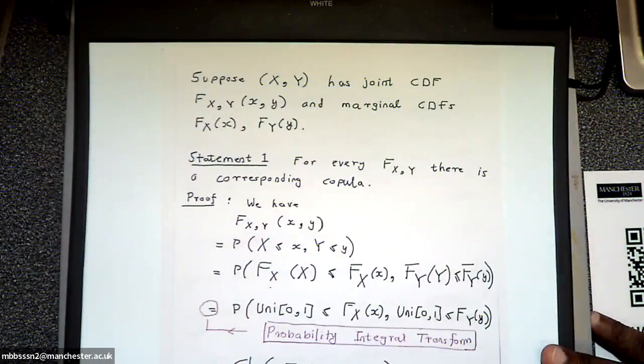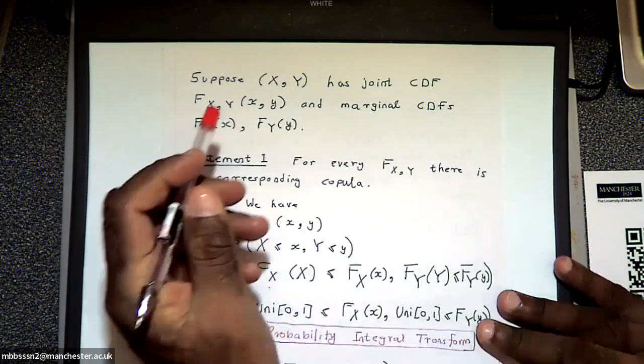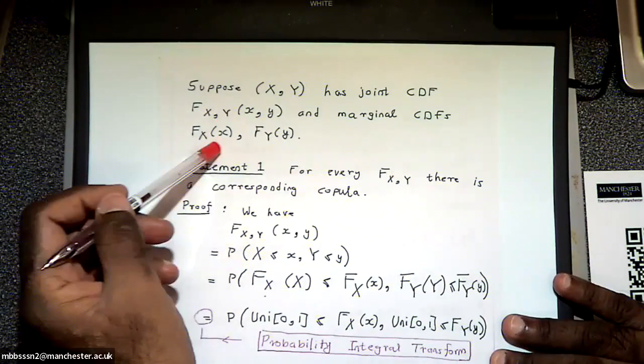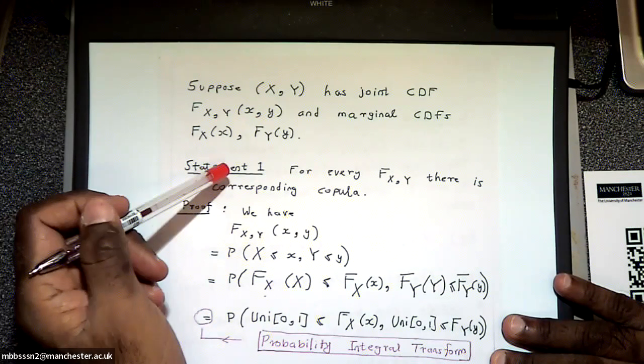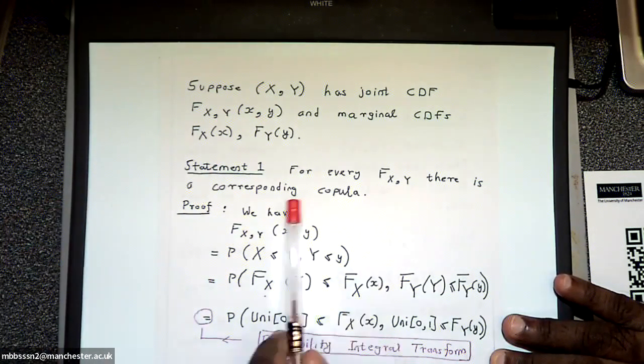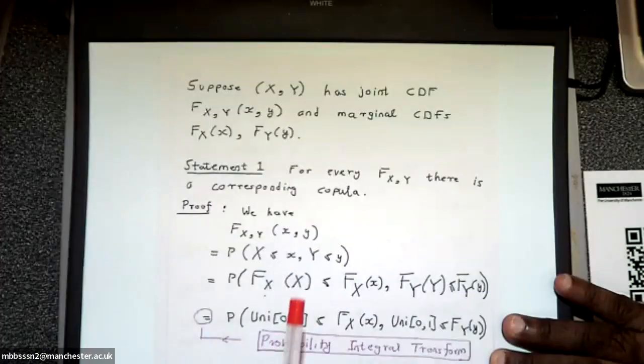Before that, I'm going to talk about two statements, statement 1 and statement 2. Now, suppose you have a random vector (X, Y) with joint CDF. This is the joint CDF, and these are the marginal CDFs. Statement 1 says that for every joint CDF, there is a corresponding copula. And this is the proof of it.